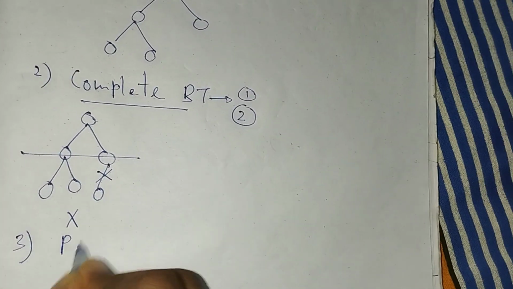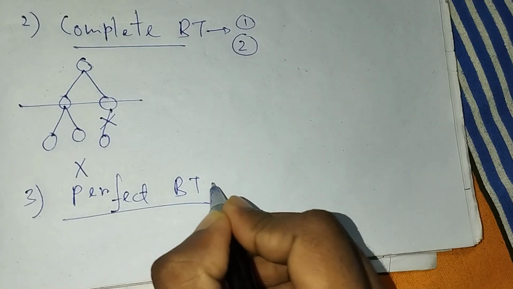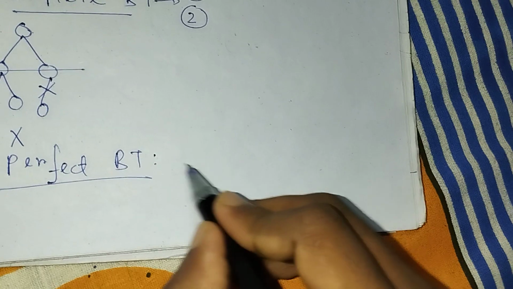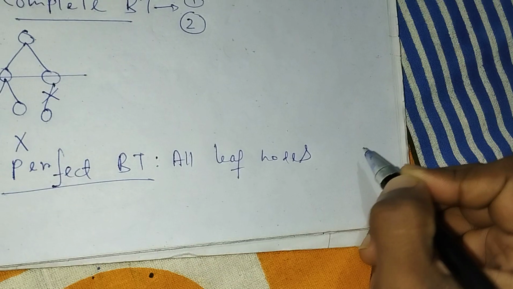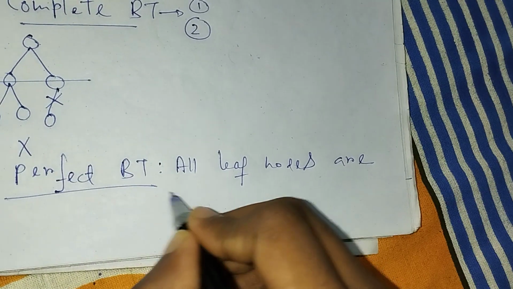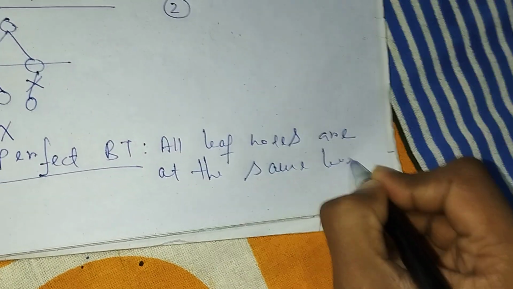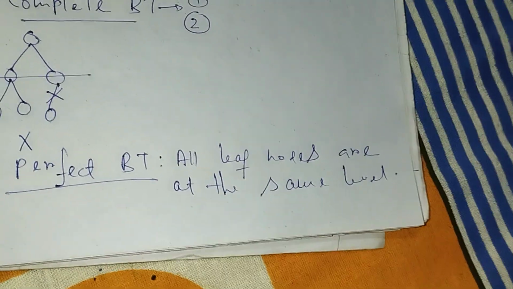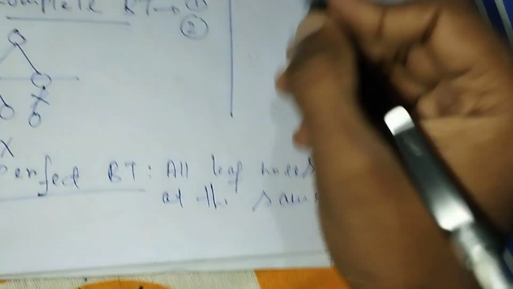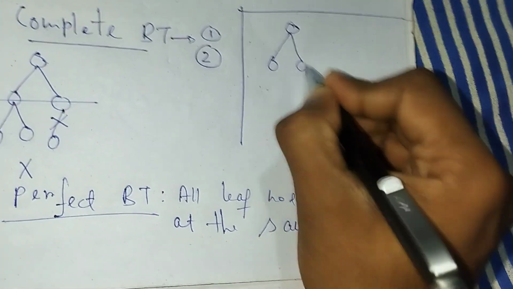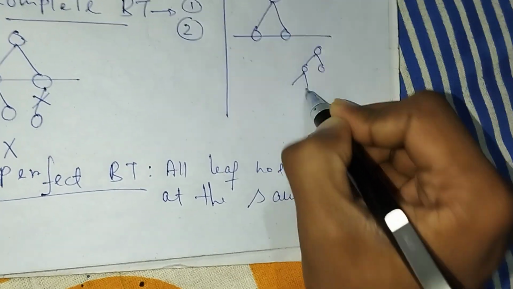Now our next one is the perfect binary tree. So what is a perfect binary tree? All leaf nodes are at the same level. This is the most important thing you have to remember: all the leaf nodes are at the same level. Is this a perfect binary tree? Yes it is.